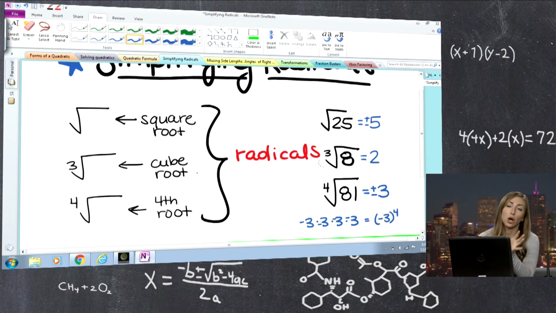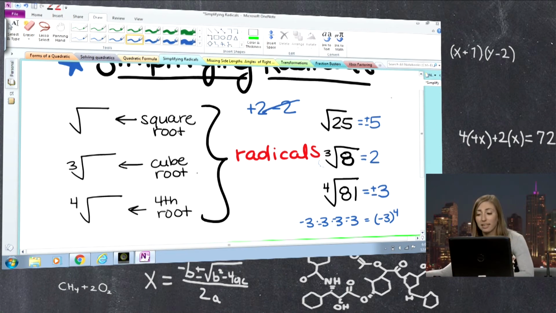What we need to know is that square roots are opposites of squares. Cube roots are opposite of cubes. Fourth roots are opposite of the 4th power, and so on. And if you know what opposites do, opposites cancel each other out. For example, if I were to add 2 to something and then subtract 2, it's like we didn't have anything to begin with. So they cancel each other out.